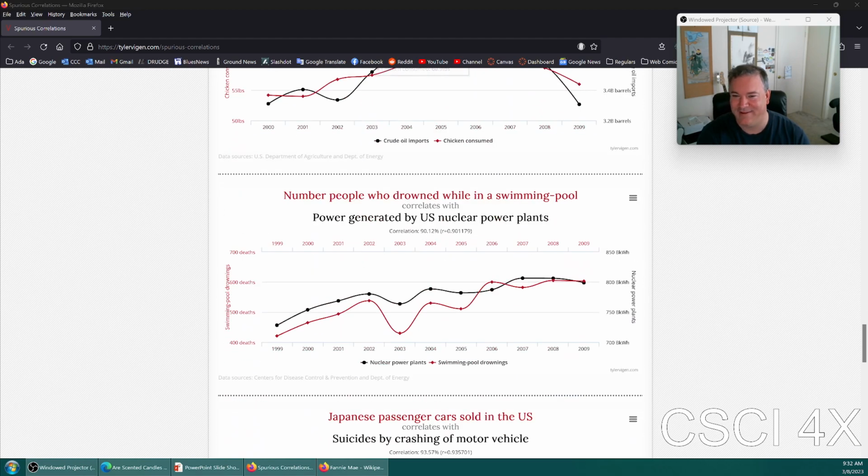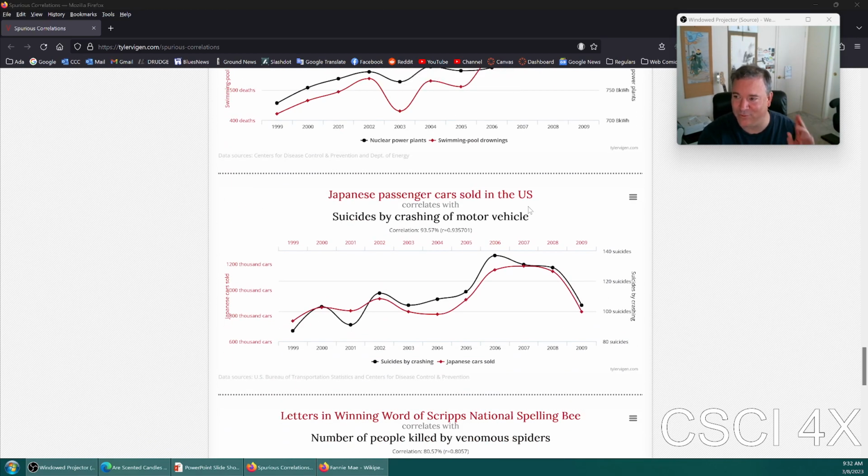Number of people who drown while in a swimming pool correlates with power generated by U.S. nuclear power plants. Therefore, if you want more people to drown, which you do, increase the amount of power generated by nuclear power plants. Okay? That's what we're looking for on the chat right now.